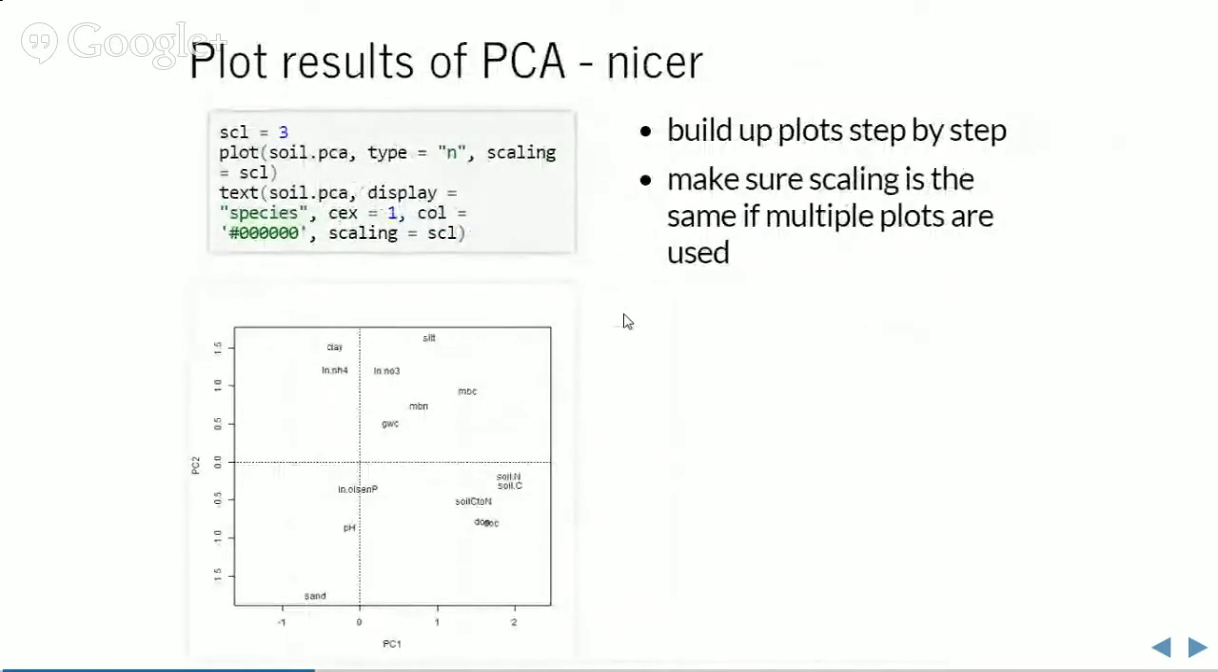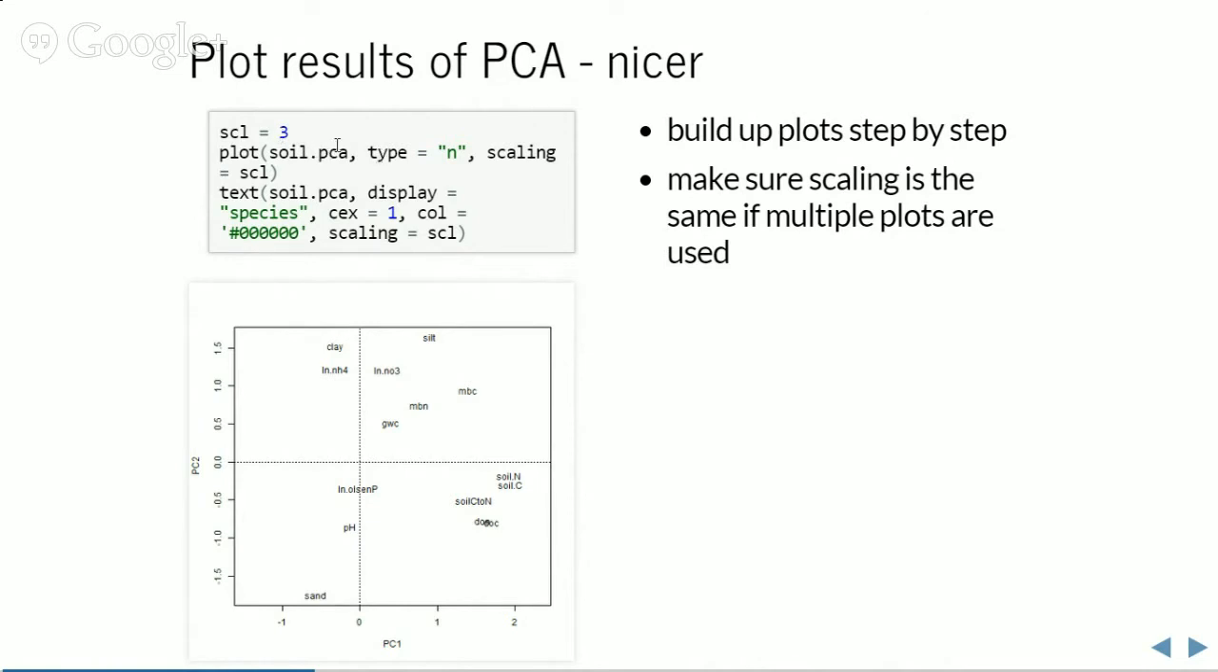The way you do that is by building them up step by step. One thing that you want to make sure of when you're doing this is that the scaling that you're using for your sites and your variables are the same if you're going to be plotting them in different plots. And so I'm setting my scaling variable just to 3 here. I think 0, 1, 2, and 3 are the accepted values here, and you can look in some of the vegan tutorial resources to see what that means.